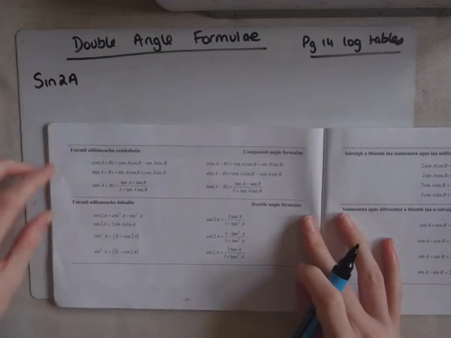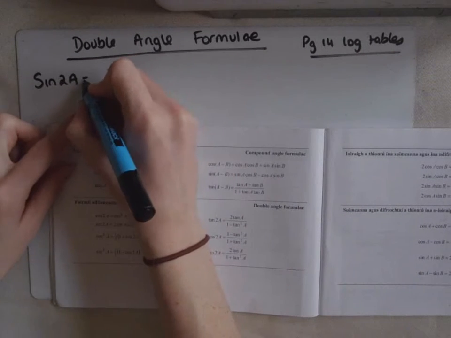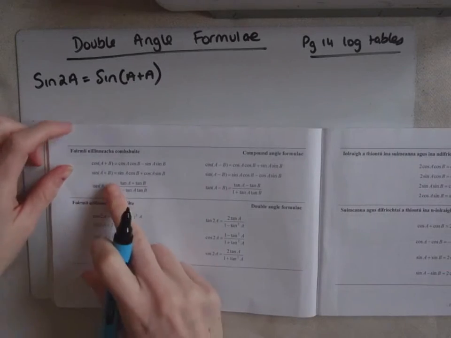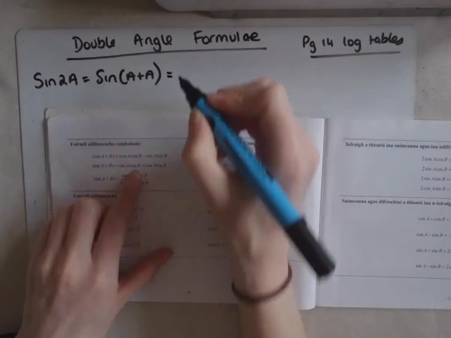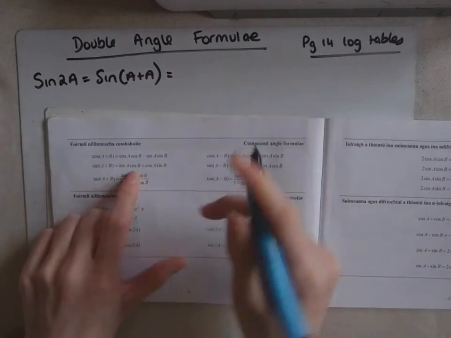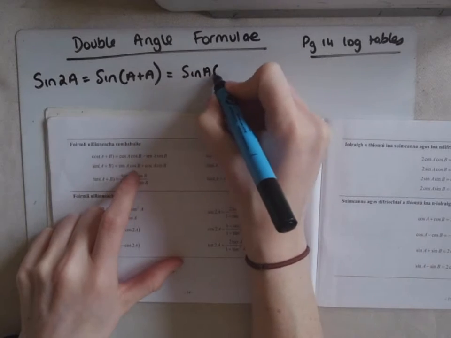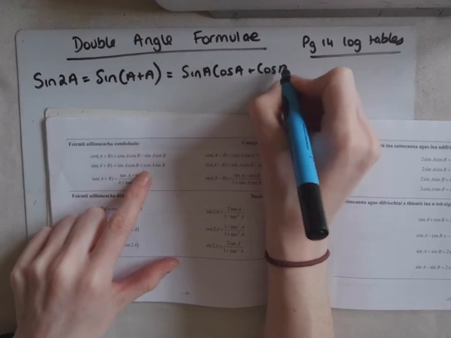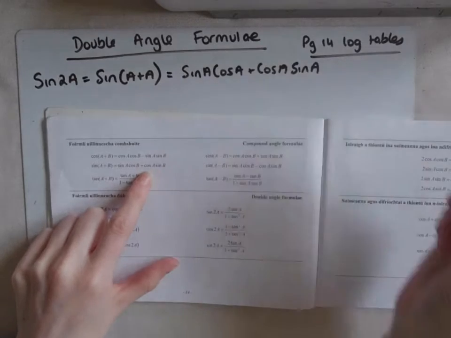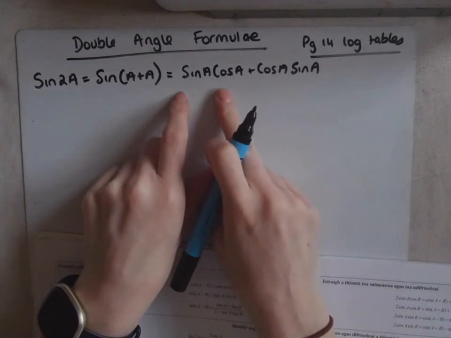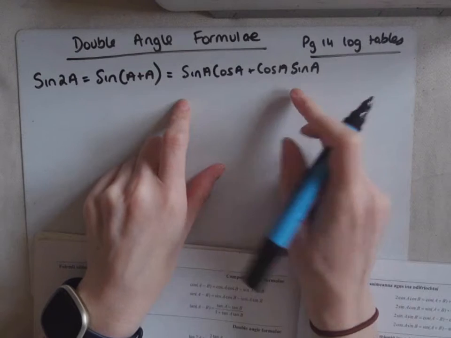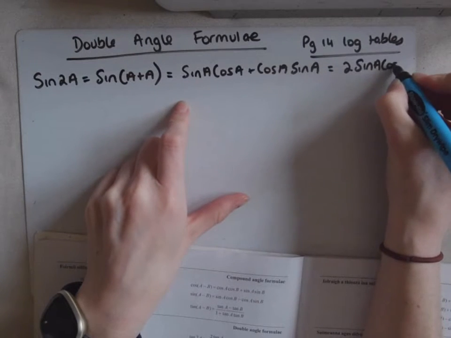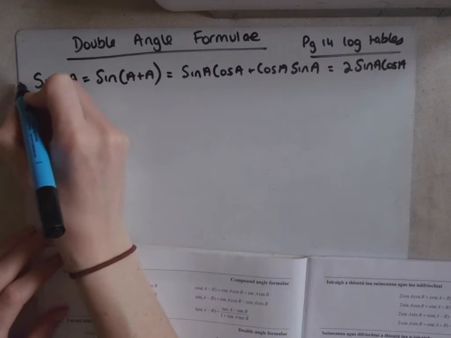For sine of 2A, you're basically saying that's sine of A plus A. And sine of A plus B, which we've already proven, is sine A cos B plus cos A sine B, so in our case, sine A cos A plus cos A sine A. That's actually the same, so that's 2 sine A cos A. So that's the first one.